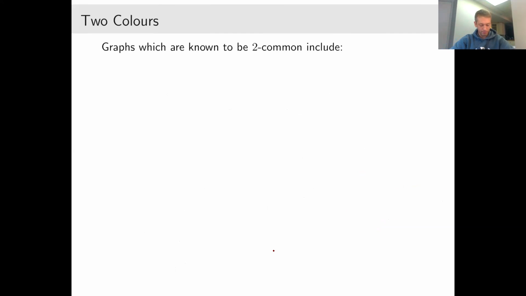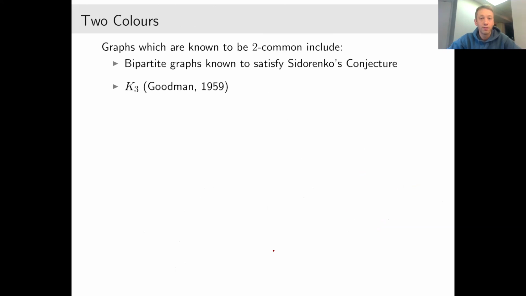Okay, so let's now talk a little bit more about the history of these k-common graphs in the case of two colors. So k is equal to 2. Graphs which are known to be 2-common include, as I said, bipartite graphs that satisfy Sidorenko's conjecture. You also have the complete graph on 3 vertices, which I've already mentioned.